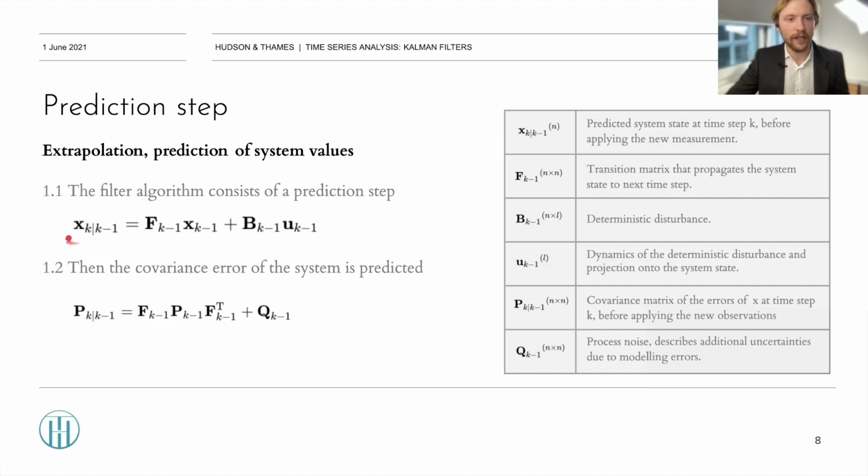So here we will predict the system state k given our previous state k minus 1. So here we need our transition matrix and the previous predicted system state. Then we add the deterministic disturbance and the dynamics of the deterministic disturbance. In our car example, this could be information about how fast you're accelerating, but this could be also unknown. In the next step, the covariance error of the system is predicted. For this, we need our transition matrix and our previous covariance error. Also, we add the previous process noise.